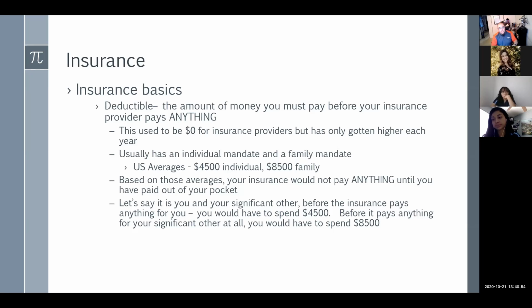I was reading a story when I was prepping for this about Kentucky, where they can actually send the sheriff's department out to you, arrest you for not paying your medical bills, and throw you in jail, right? And then hold you in jail until you pay your medical bills. The problem is once you're in jail, you're not working, so how are you going to pay your medical bills, right? It's kind of silly.